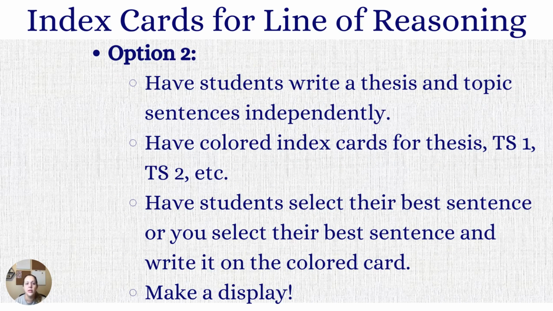And then what you can do is if you have colored index cards, it usually works better for this. But I choose one color for thesis statements, one color for topic sentence one, one color for topic sentence two. And so what I have students do is I have them select their favorite or their best sentence and write it on a card for that respective color. So let's say, for instance, thesis statements are pink. If they think their thesis is their best one, then I'll give them a pink index card. An alternative is if you don't want students to choose, you can choose for them and give them the card for the one that you think is their best.